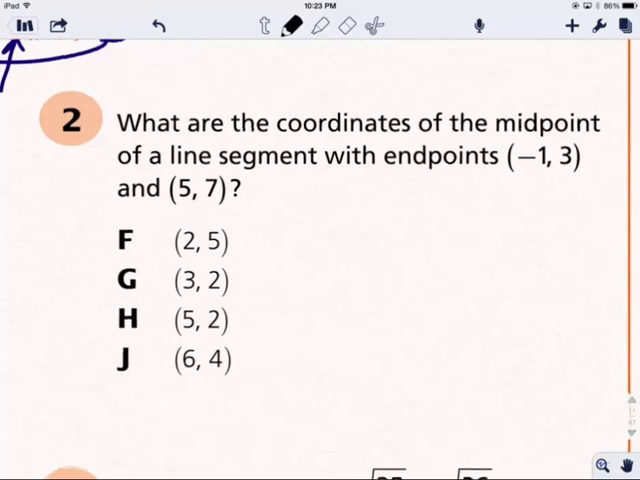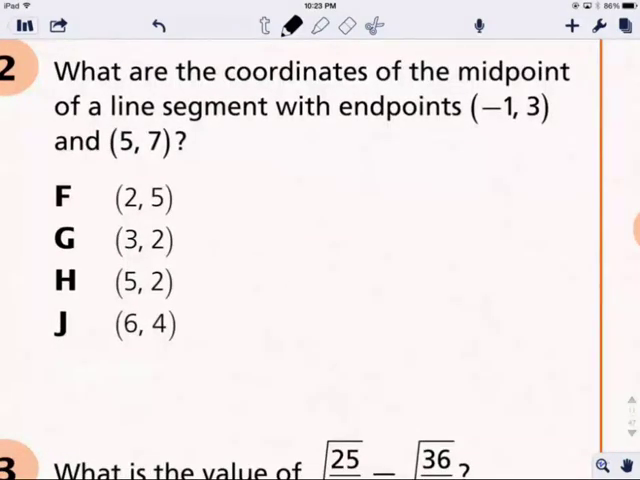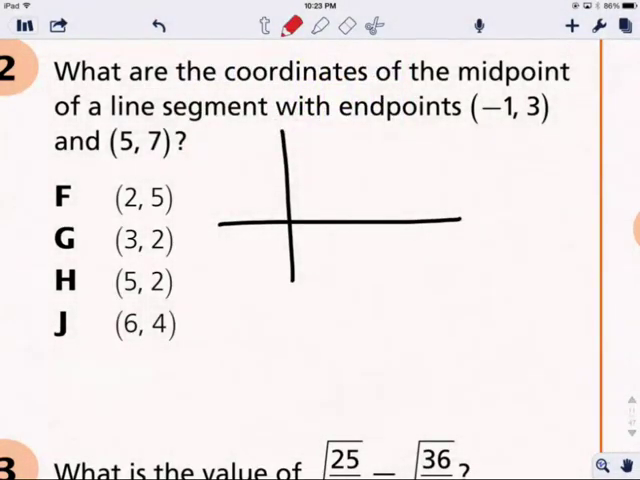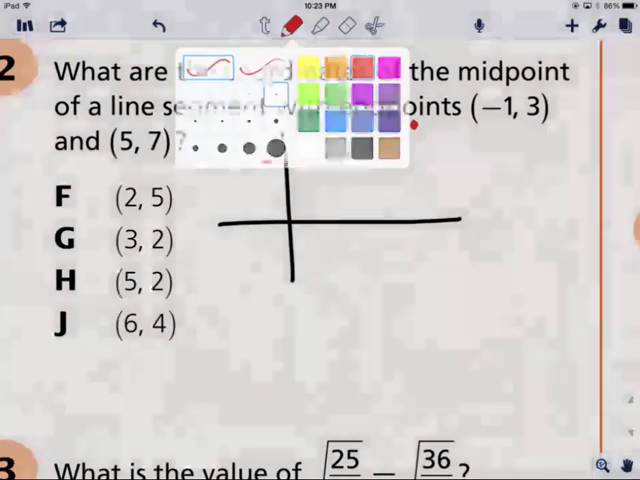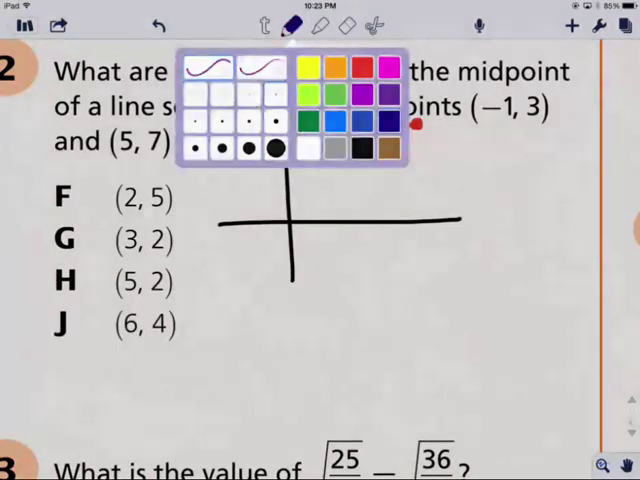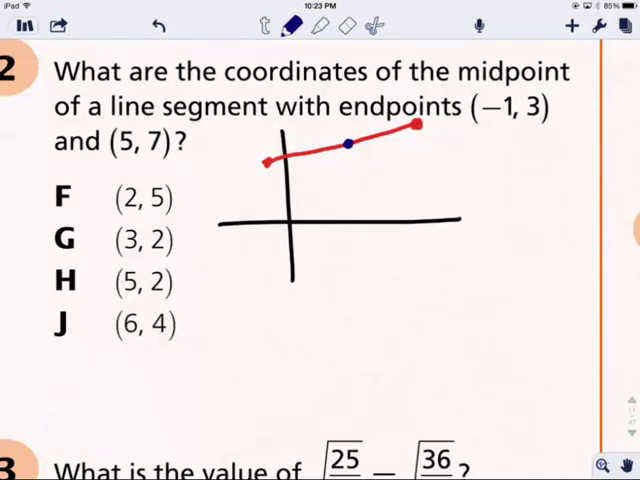Okay, so one strategy you might have applied is first draw a sketch of what's happening here. It always helps to have a visual of the problem. So that is negative 1, 3, and then over 5, up 7. Okay, so the line segment joining these 2 points kind of looks like this. And if we were to highlight the midpoint, it would be right about here.